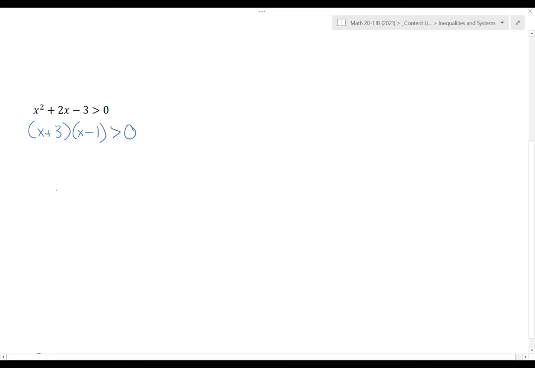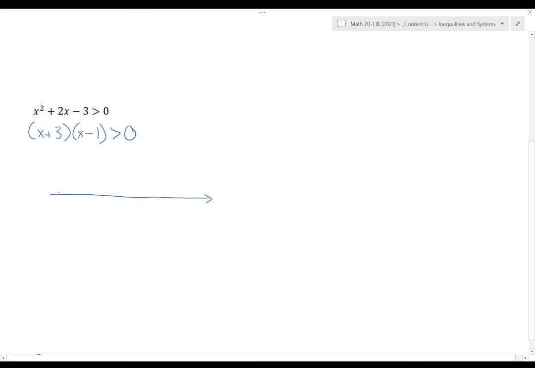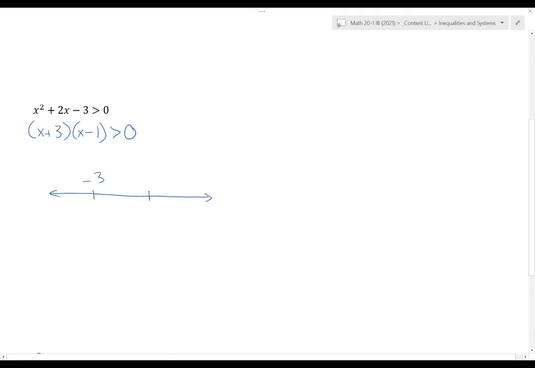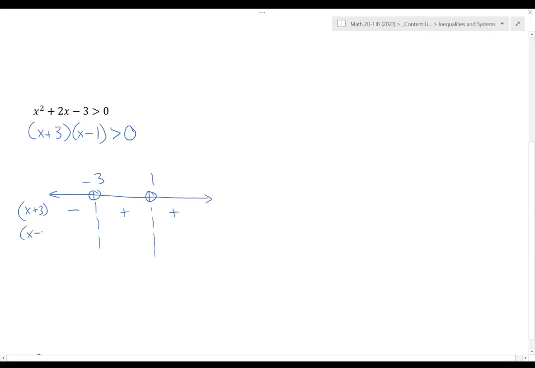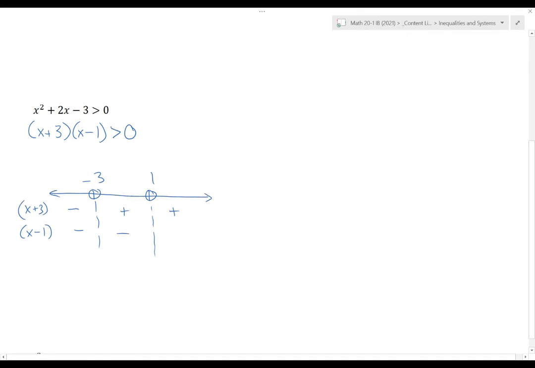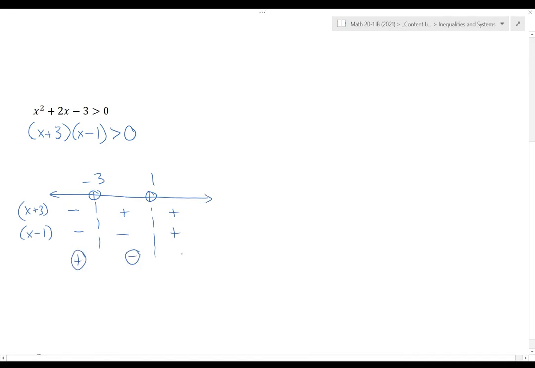Now we deal with the same thing. We're looking for the boundary values, which are at -3 and 1. Those are the values of x that would make this equal 0. So they're not included here, but they represent boundaries between where it's positive and where it's negative. So then x + 3 is going to be negative if x is less than -3, but positive if x is greater than -3. And x - 1 is going to be negative if x is less than 1, and positive if x is greater than 1. So my overall product is going to be positive, and then negative, and then positive.